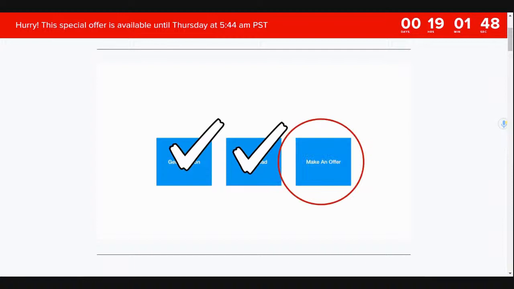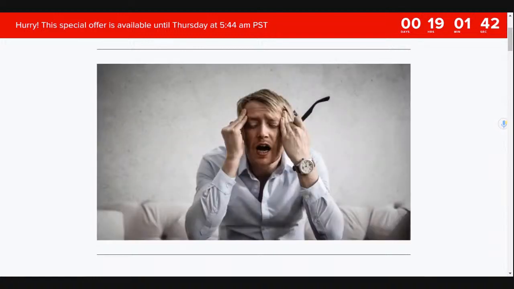The third thing in the core four is make an offer. You've got to have a pitch. Obviously we want to sell something, and this is where people start getting freaked out. And it's understandable that people get freaked out here because here's the deal.